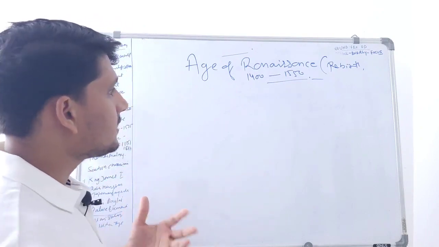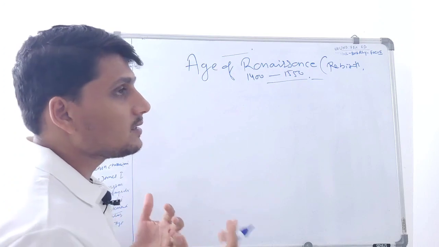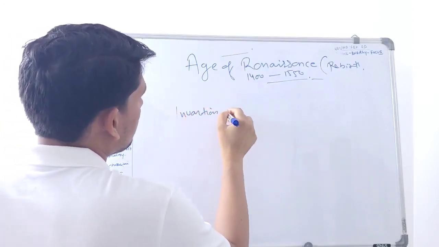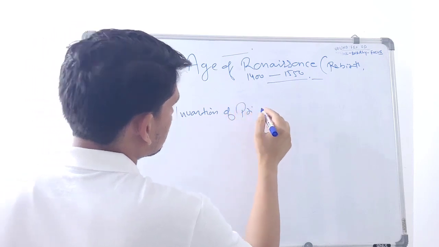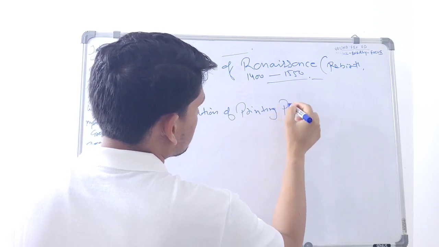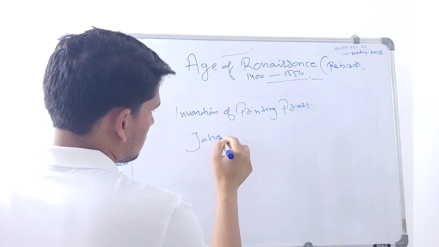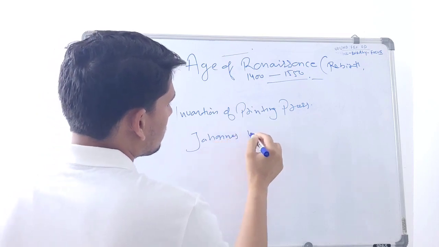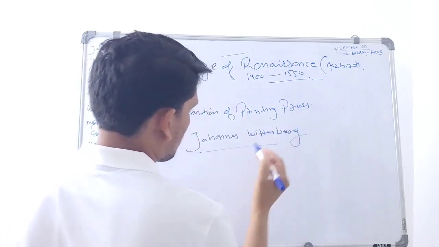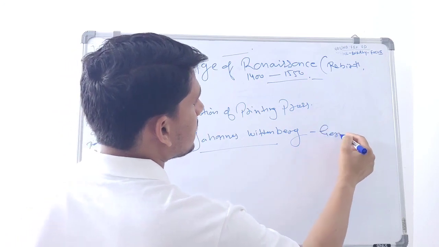The other event, the new things were happening, right? This is the era of invention. So what was the invention? Invention of the printing press by Johannes Wittenberg. I hope this is the right spelling. Johannes Wittenberg. He was a German inventor.